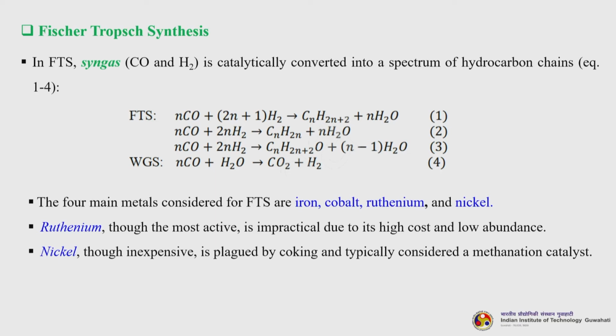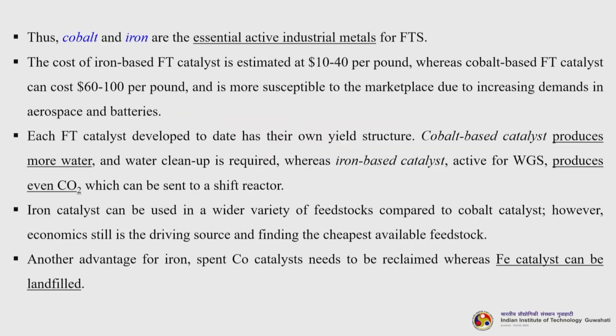So, the 4 main metals considered for Fischer-Tropsch synthesis are iron, cobalt, ruthenium and nickel. Ruthenium, the most active, is impractical due to its high cost and low abundance. It is a very costly metal. Nickel, although inexpensive, is plagued by coking and typically considered a methanation catalyst. Thus, cobalt and iron are the essential active industrial metals for the Fischer-Tropsch synthesis.